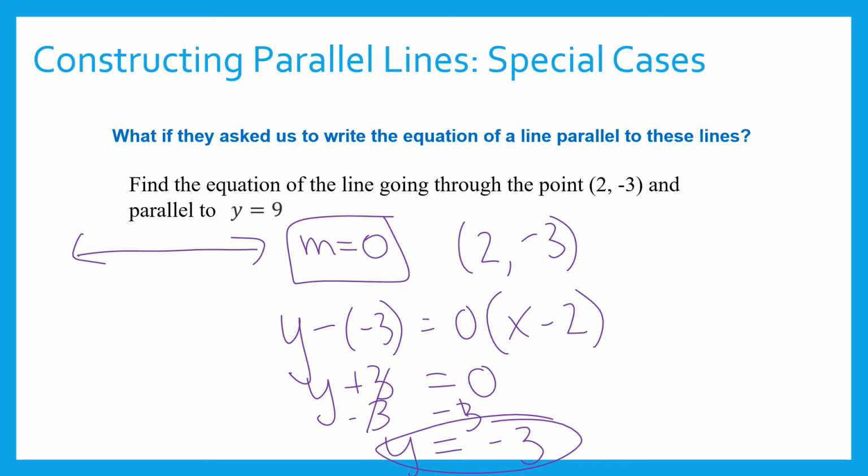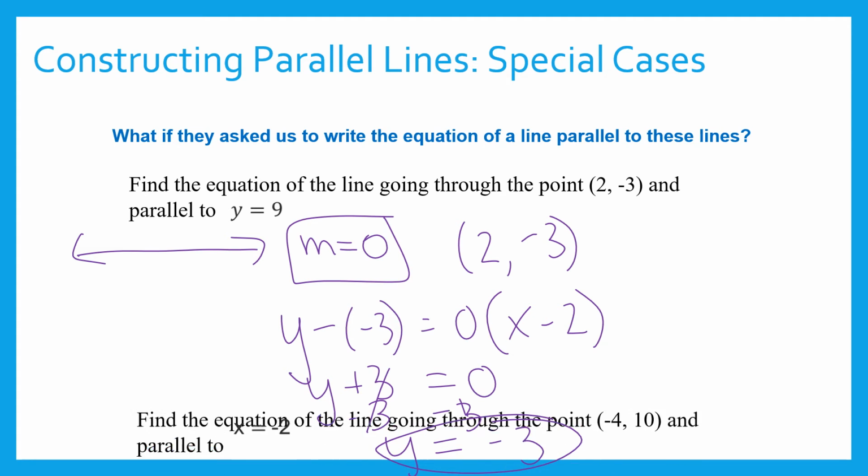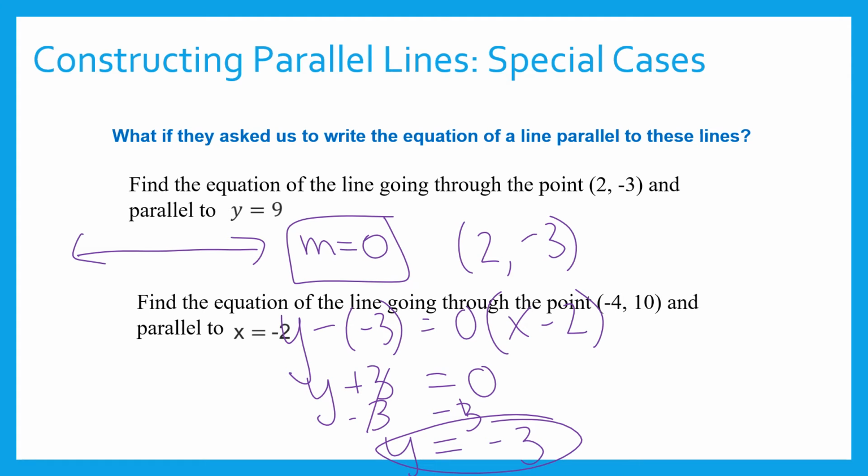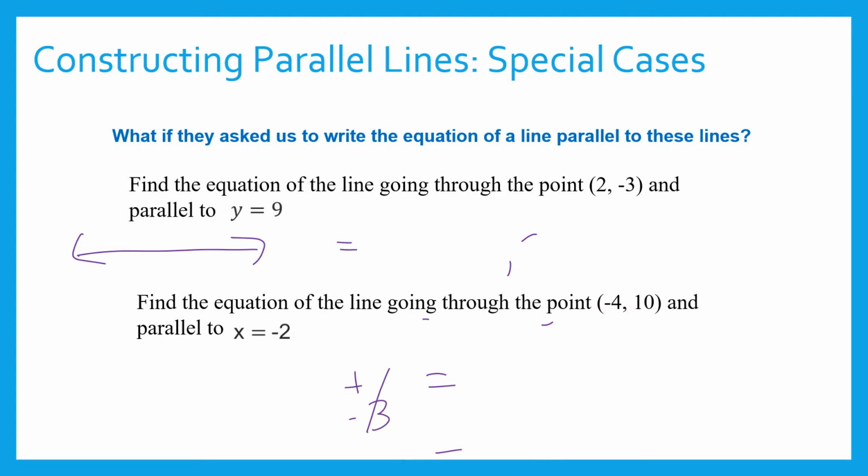And of course, it should just be y equals a number because it is parallel to the other one, which was y equals a number. Okay? All right, taking a look at another example here then.